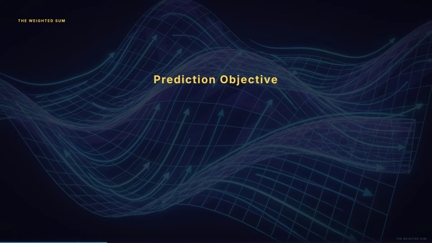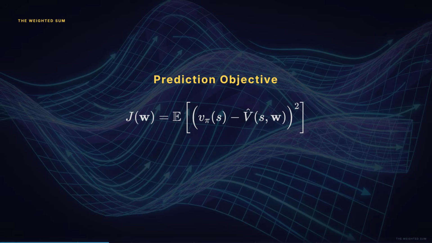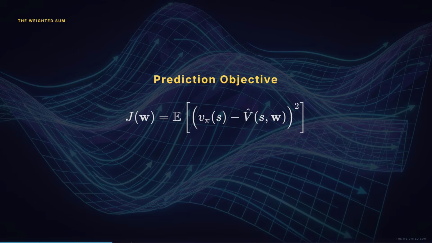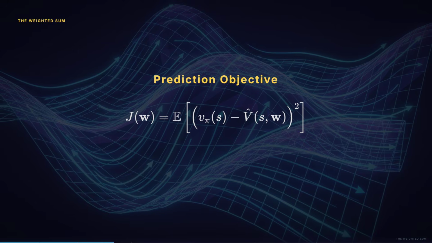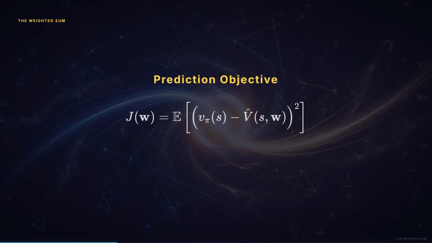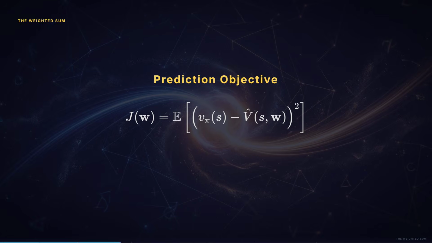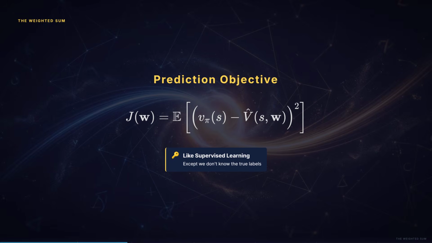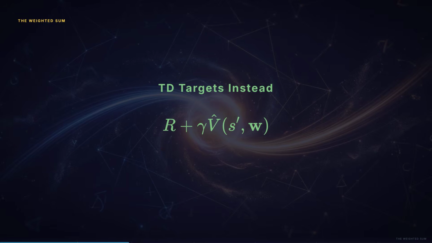The prediction objective is to minimize the mean squared value error. We want V hat of S to be close to the true value V pi of S. The objective is J of W equals the expected squared difference between V pi of S and V hat of S, W, averaged over states weighted by how often we visit them. This looks like supervised learning, and it is. Except we don't know the true labels V pi of S. We'll use temporal difference targets instead. That's where things get interesting.